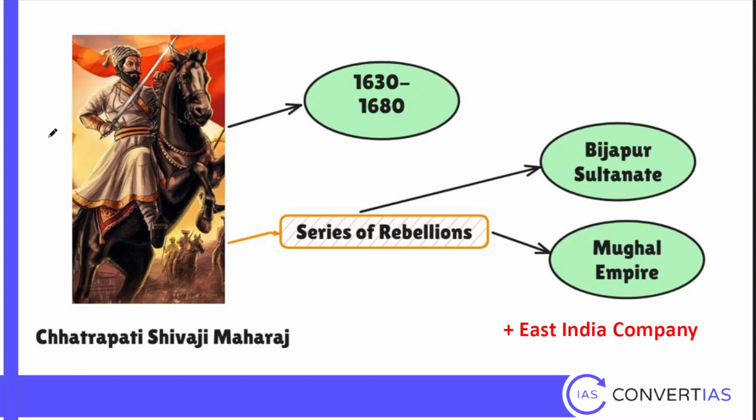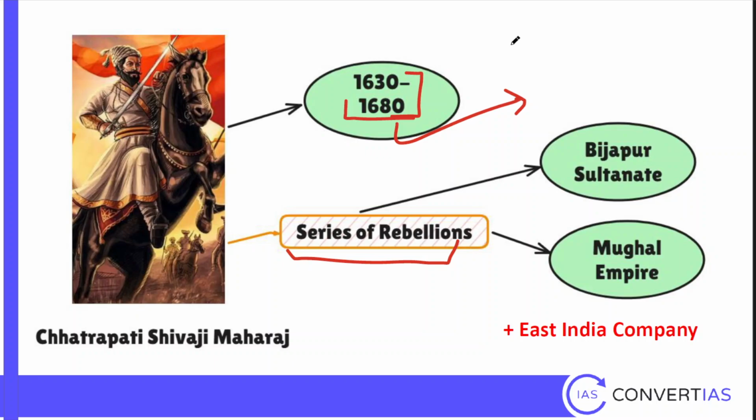Once his son Shivaji came, he started a series of rebellions. His time period was from 1630 to 1680. Shivaji died in 1680. He was not killed by anyone, it was a natural death. So always keep that in mind. But there are other Maratha chiefs who were killed by Aurangzeb. But Shivaji was not killed by Aurangzeb.